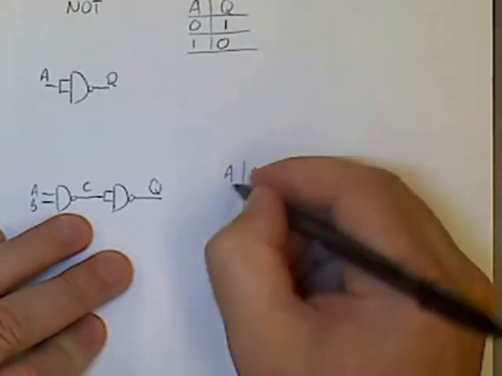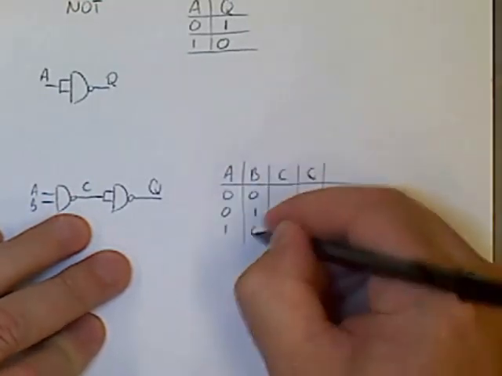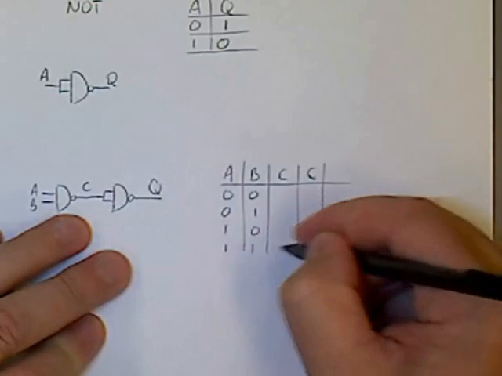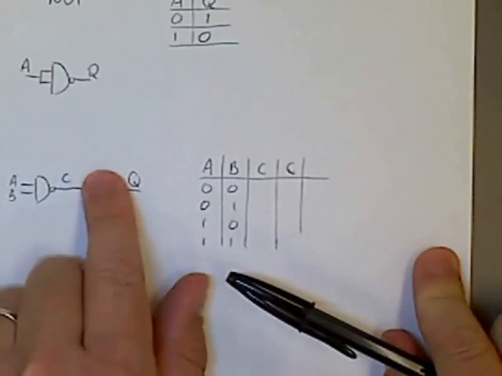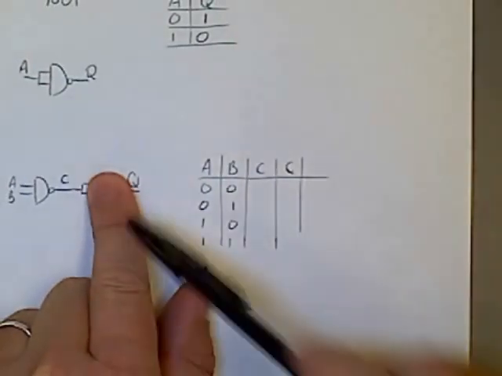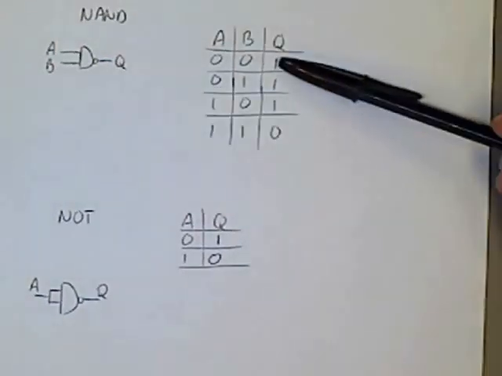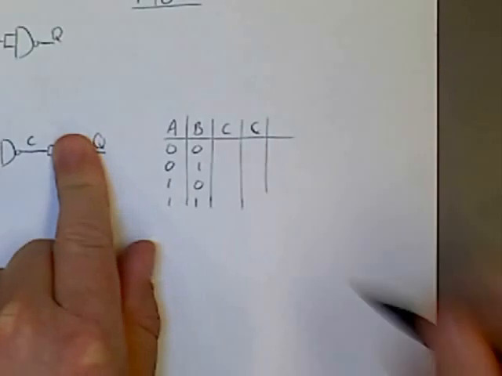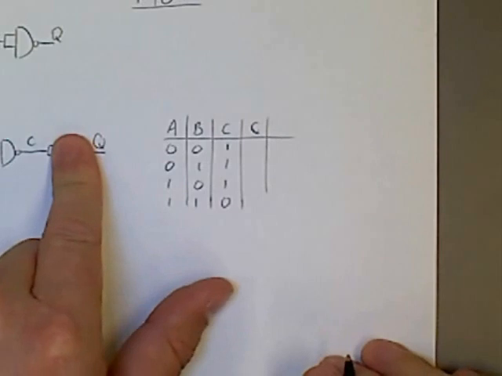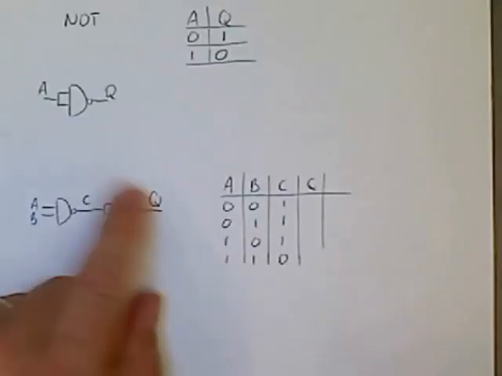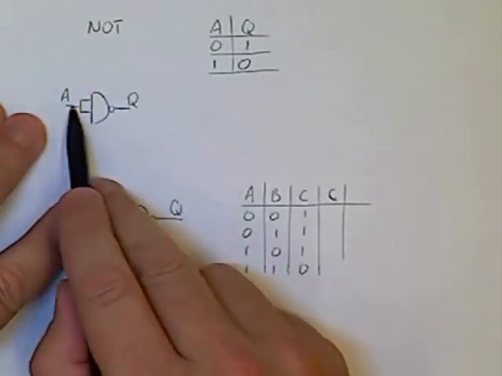So again, we've only got our 4 possible input states. Now for C, it's as if I don't have that there, I'm just looking at C here now. C is identical to our NAND gate up here, so the output is going to be identical to this. So 1, 1, 1, 0. Okay, I don't think I need to rehash that.